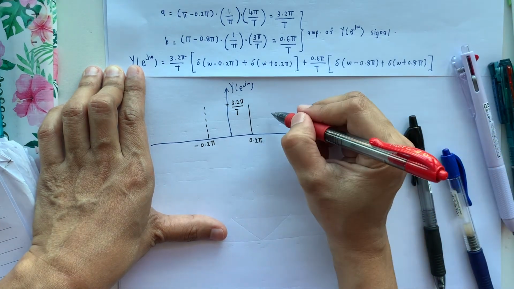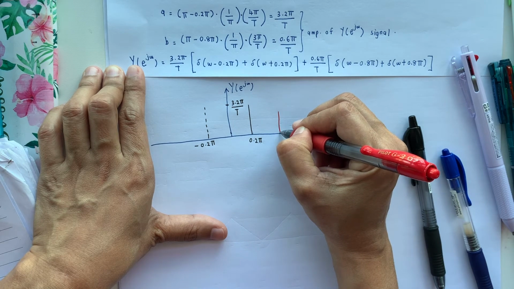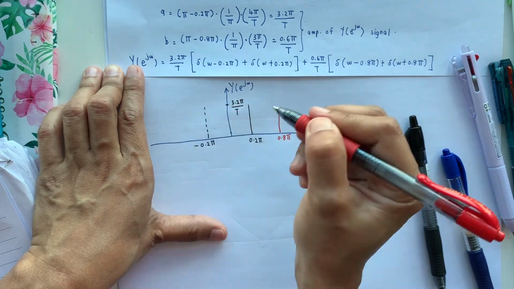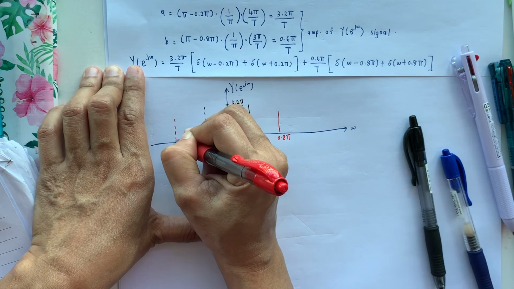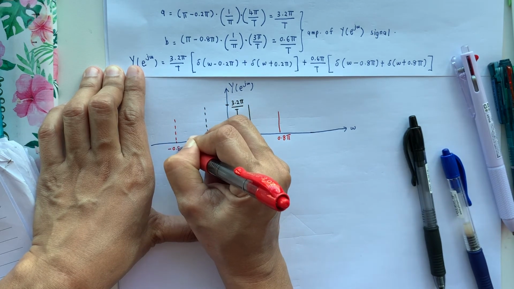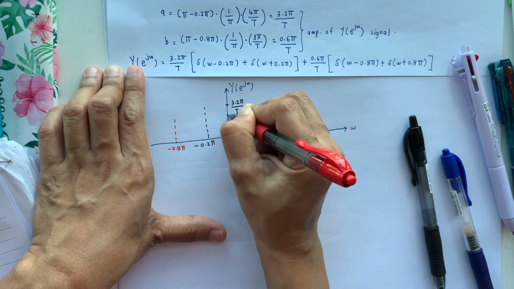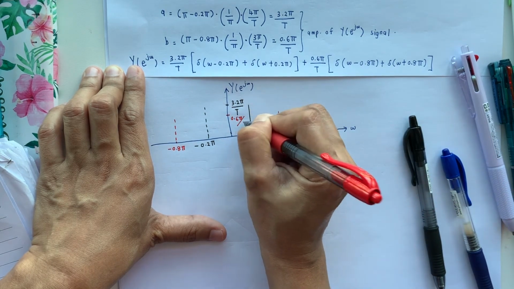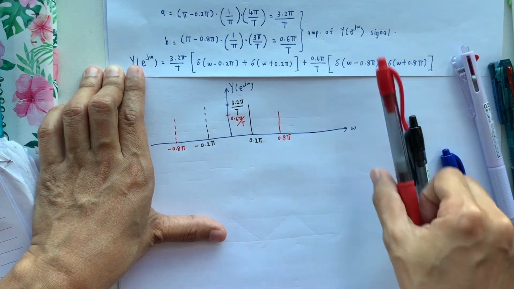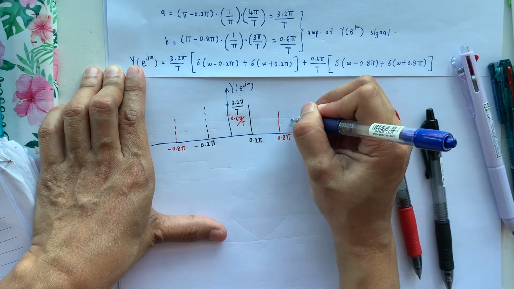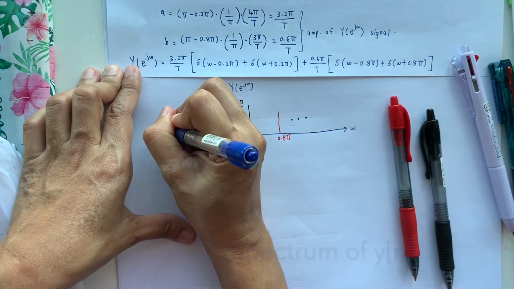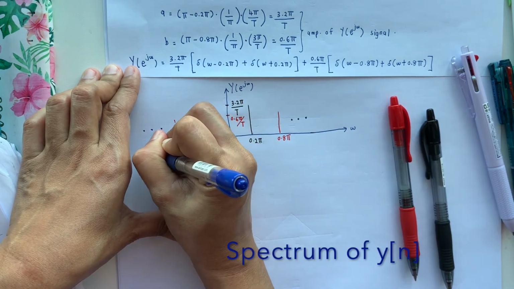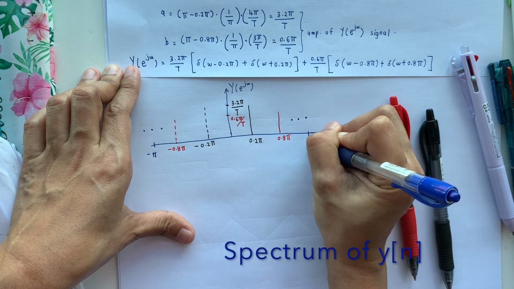Next we have 0.8 pi and minus 0.8 pi. The amplitude is 0.6 pi over T. Again, don't forget to put dot dot dot, because this one represents a periodic signal, repeated every minus pi to pi.